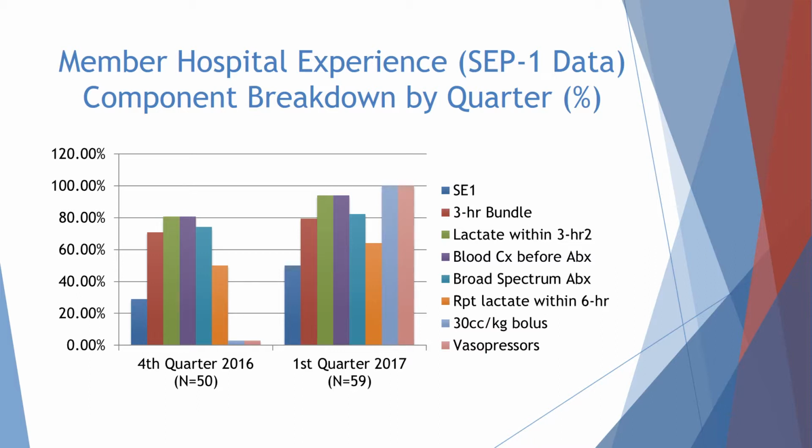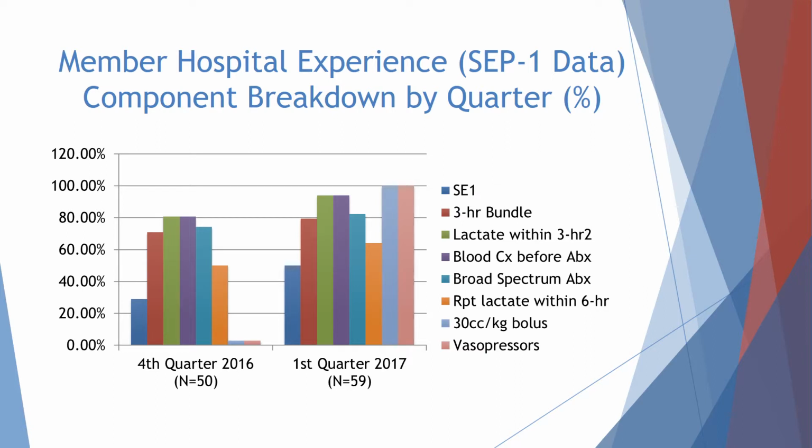And as you can see, they're lagging a little bit on the 6-hour bundle, the repeat lactate, the 30 cc per kilogram bolus, the vasopressors. Now, in the second quarter, this hospital did some PDSA cycles. They improved their repeat lactate within 6 hours. They improved their 30 cc per kilogram bolus, improved their vasopressors, and they really jumped up drastically on the measure. They essentially doubled their compliance with the Sepsis 1 measure.